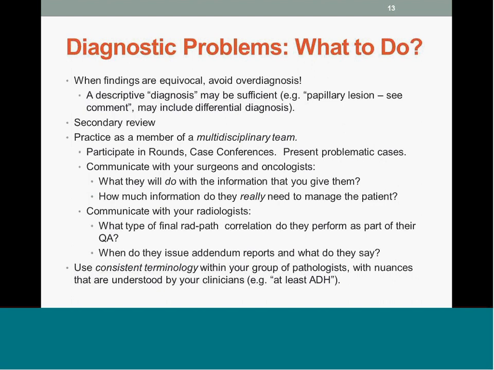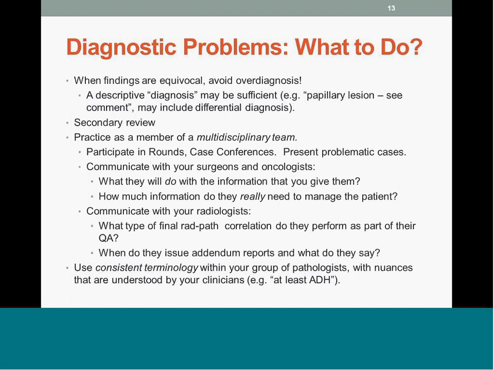Because you may be surprised with how little information they really need from you to do what they need to do. Sometimes we agonize over what we say, but it really doesn't mean much. So you need to know in your setting how much information they really want.